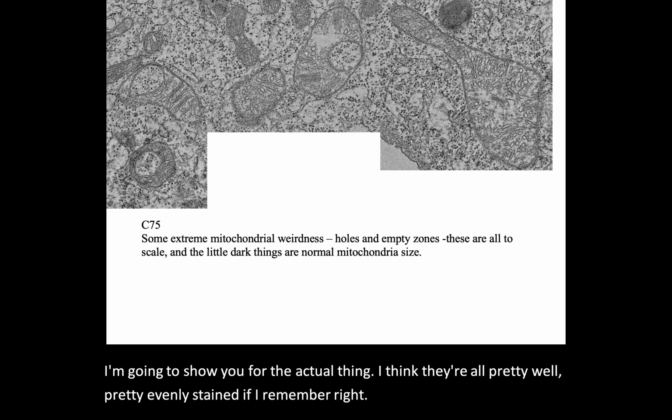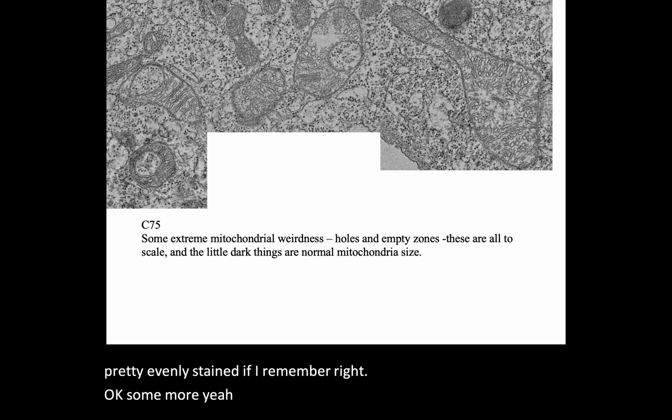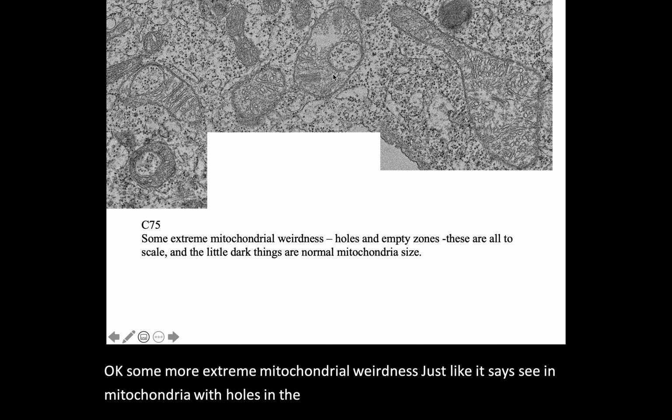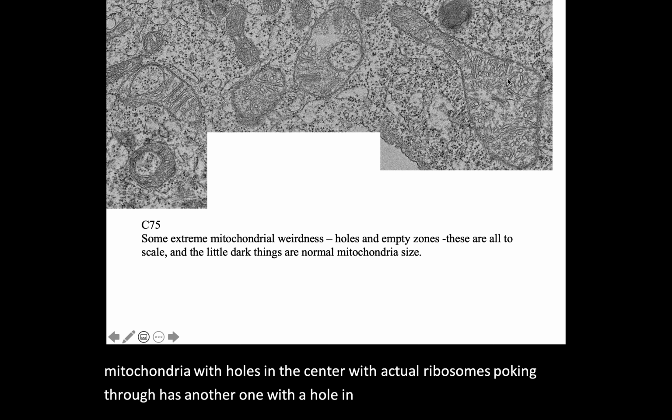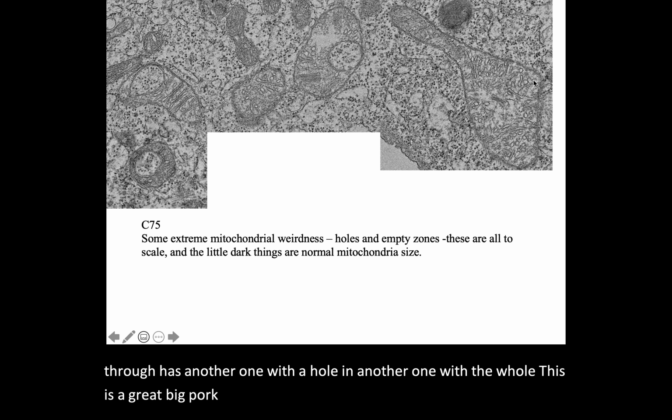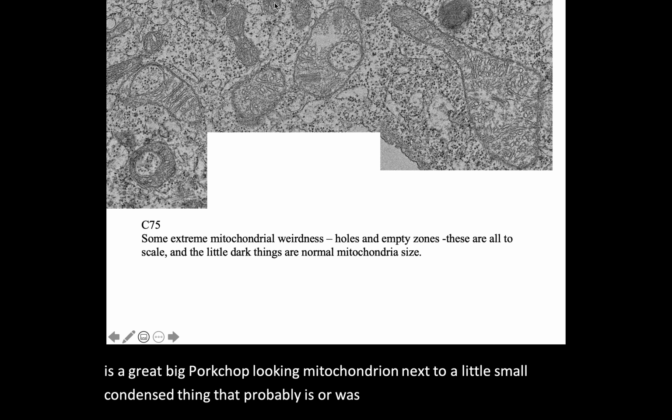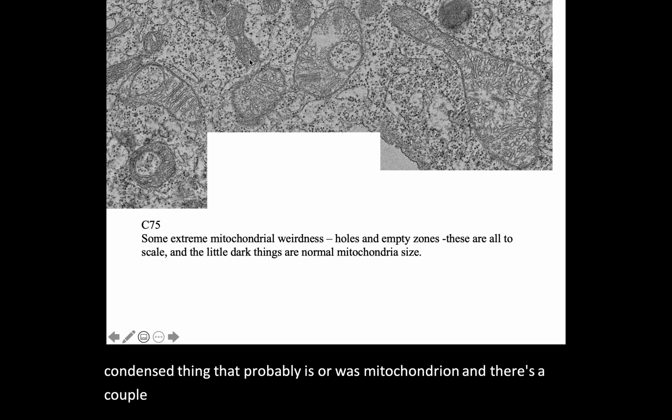Okay, some more extreme mitochondrial weirdness, just like it says here: mitochondria with holes in the center, with actual little ribosomes poking through. There's another one with a hole in it, another one with a hole in it. This is a great big pork chop looking mitochondrion next to a little small condensed thing that probably is or was a mitochondrion. And there's a couple of fairly healthy looking, although maybe a little bit squeezed out, mitochondria here.